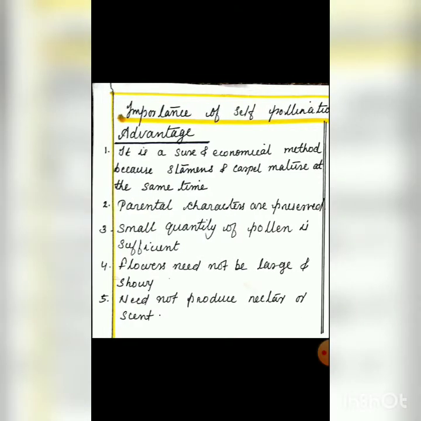Now, what are the advantages of self-pollination? Importance of self-pollination. First, it is a sure and economical method because stamens and carpel mature at the same time. Second, parental characters are preserved. Third, a small quantity of pollen is sufficient. Fourth, flowers need not be large or showy. Fifth, they need not produce nectar or scent. These are the advantages of self-pollination.